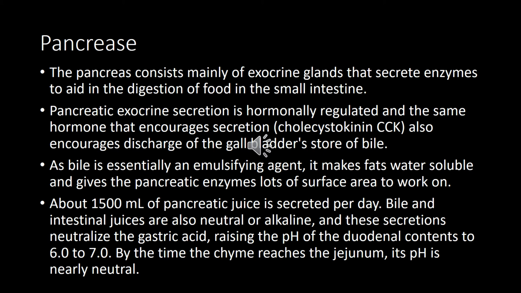Bile and intestinal juices are also neutral or alkaline, and these secretions neutralize the gastric acid that we have already learned about in the section on the stomach, which raises the pH of the duodenal content to 6 to 7 by the time the chyme reaches the duodenum, and its pH is nearly neutral.